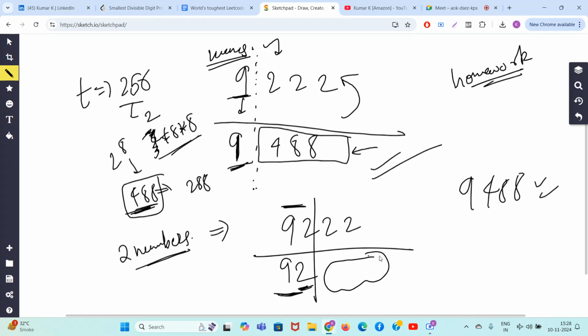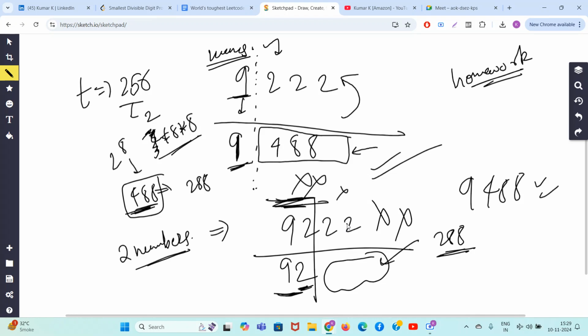Can you put 288 in this many boxes? Can 288 be represented as two numbers? No, it cannot be represented. So the first two numbers cannot be matched. If the first two numbers cannot be matched, the first three cannot be matched either, and the first four cannot be matched. That's how simple it is, and that's how brilliant it is.